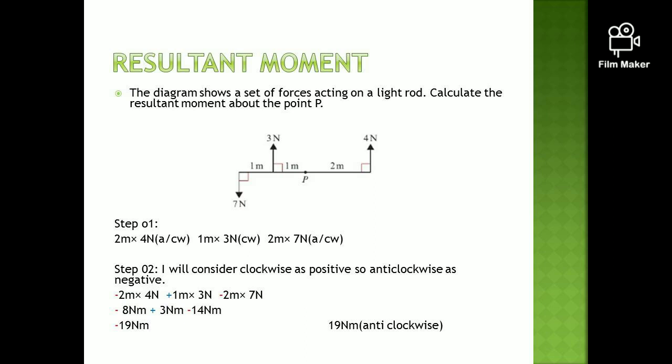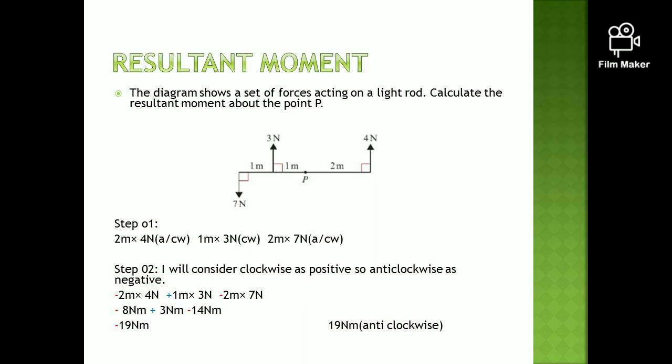The last one is the force of 7 newtons, where the length is 2 meters and the force is 7, that is 2 into 7. That one also acts anti-clockwise. Then I will consider clockwise as positive and anti-clockwise as negative. With that, the first one would be negative, the next one positive, and the last one negative, because it's anti-clockwise negative, clockwise positive, and anti-clockwise negative.